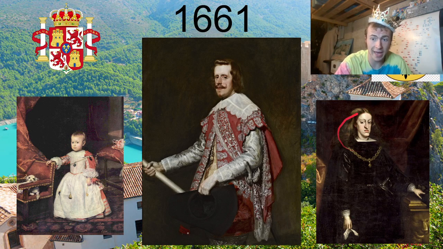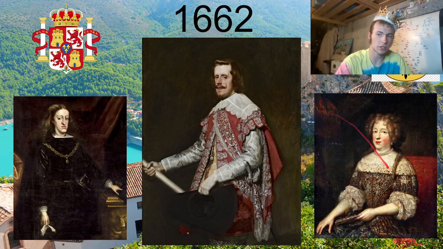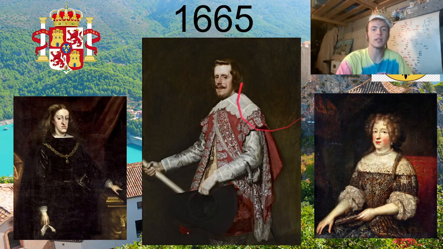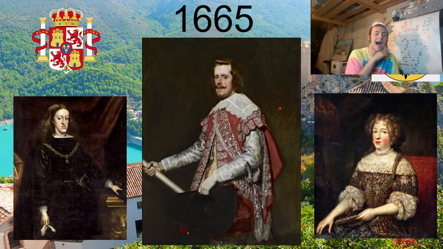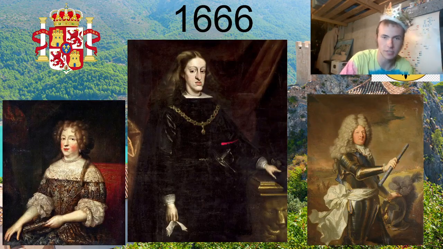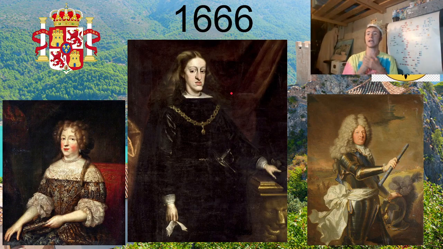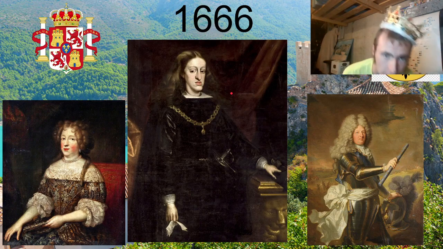Okay, I know that is very frightening. Look at that guy's chin. Habsburgs at their finest. But yeah, that's just insane. Felipe IV ends up dying in 1665, leaving his 4-year-old son Carlos as king. Now, Carlos becomes King Carlos II of Spain.